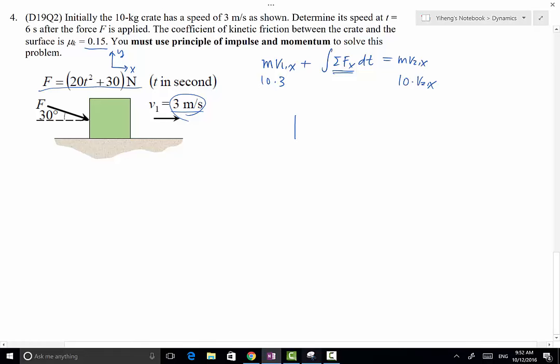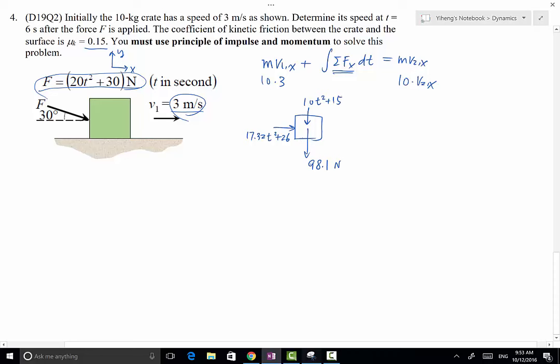So we start with the free body diagram of this crate. It is subjected to its own weight, which is 10 times 9.81, so 98.1 Newton. And then this force right here, let me resolve it into x and y components. Along the x component, that will be F times cosine 30 degrees, so that will be 17.32 t squared plus 26. Along the y direction, that will be F times sine 30 degrees, so that's 10t squared plus 15 Newton.